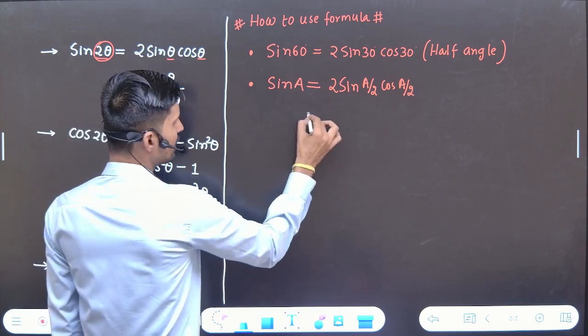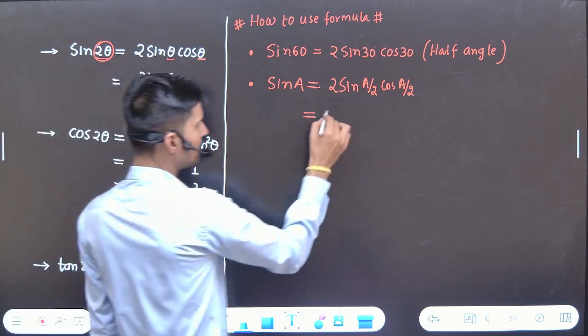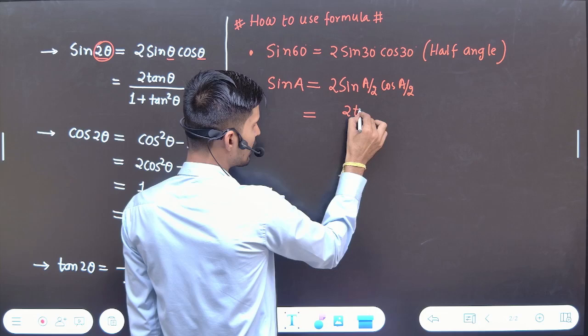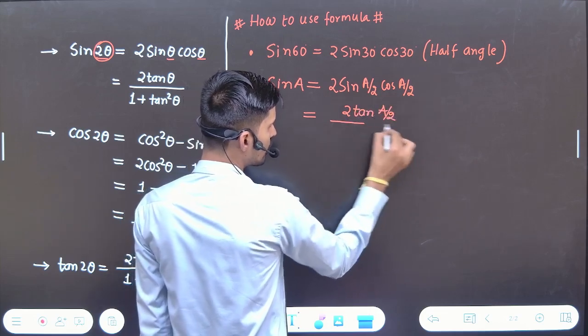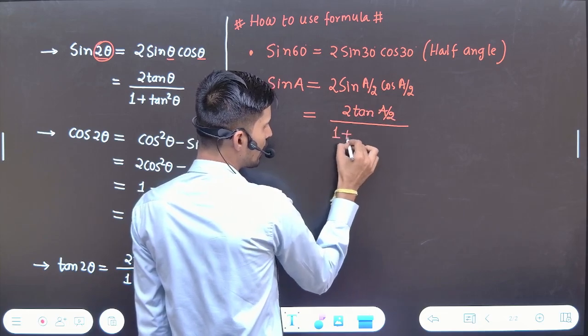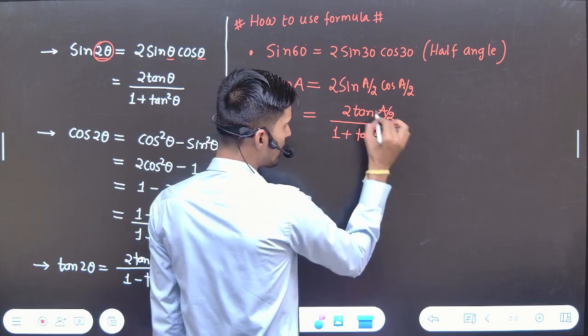So that formula can also work. And similarly, sin A we can write with this formula also. What we'll write? 2 tan A by 2 upon 1 plus tan² A by 2.